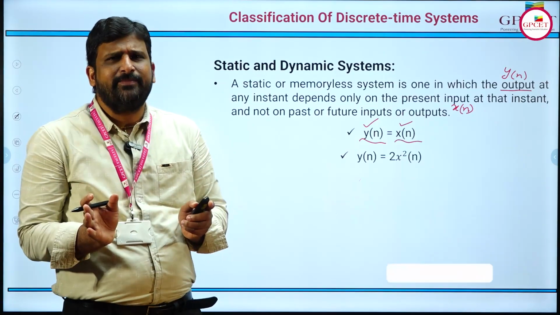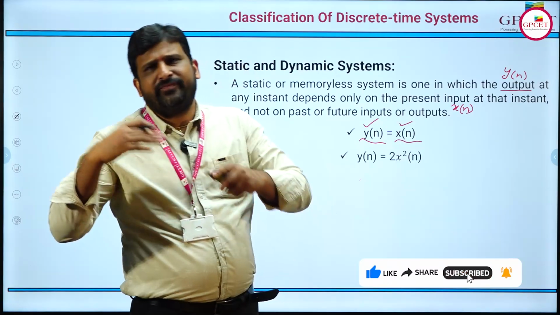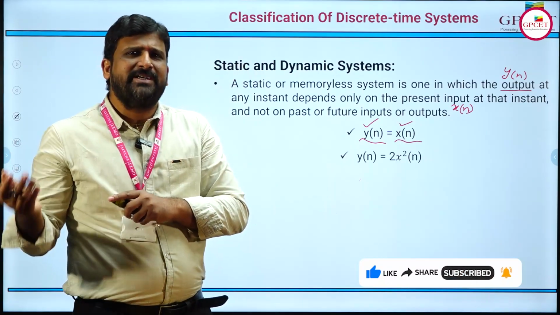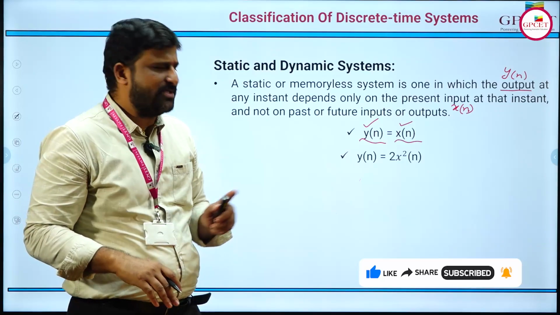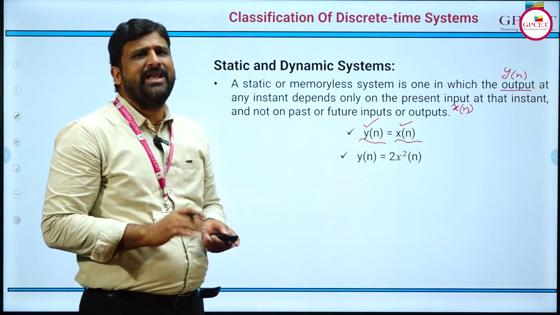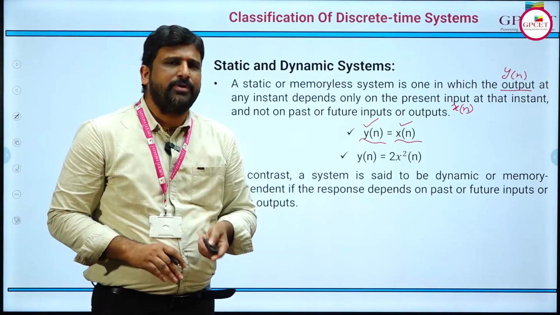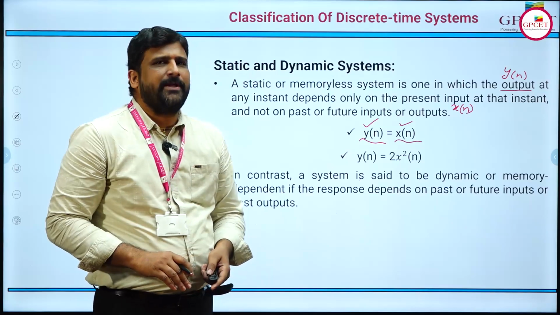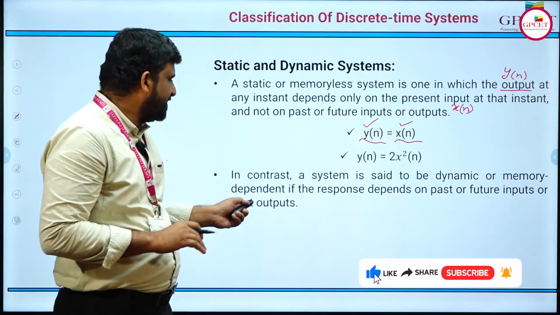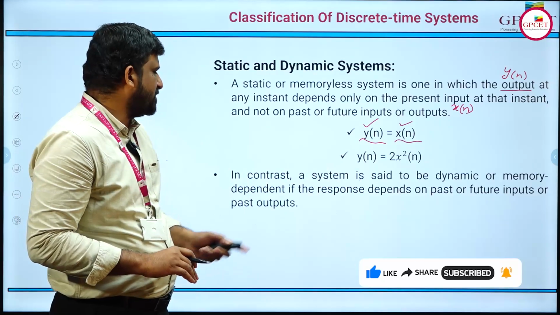Why? Because it has only the current input, so it cannot store data related to past or present inputs or past and present outputs. That's why it depends only upon the present input, and that's why we can say that it is a memoryless system. Followed by that, in contrast, in the opposite, a system is said to be a dynamic or memory system if the response depends on past or future inputs or past outputs.